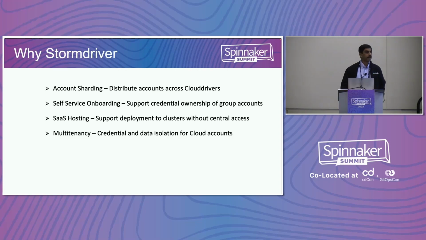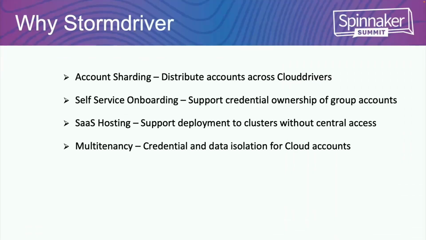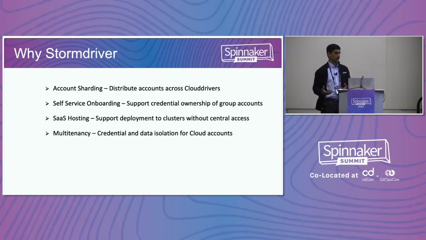Okay. So what are the features that we wanted? One of the primary ones is account sharding. As we saw in previous talks too, when you have a large number of accounts with Clouddriver, the resource utilization is quite high, and even if you do high availability, with horizontal scaling of Clouddriver, each of these Clouddrivers still uses all the accounts. So you can't really reduce the footprint too much, but you can improve the performance through CPU sharing. So one of the things we wanted to do was address that.